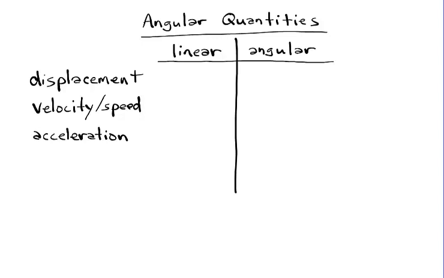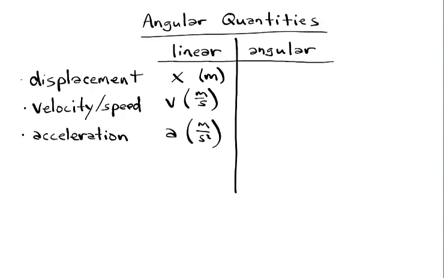One of the differences is that the quantities that we use and measure for rotation are slightly different than the ones we used when we were doing translation. The three things we're going to talk about today are displacement, velocity or speed, and acceleration. When we were doing linear quantities, a displacement, we'd use a symbol like an x, and we would use the units of meters to measure that. Our speeds or velocities, we'd use the symbol v, and the units would be meters per second. For acceleration, we use the symbol a, and the unit would be meters per second squared.